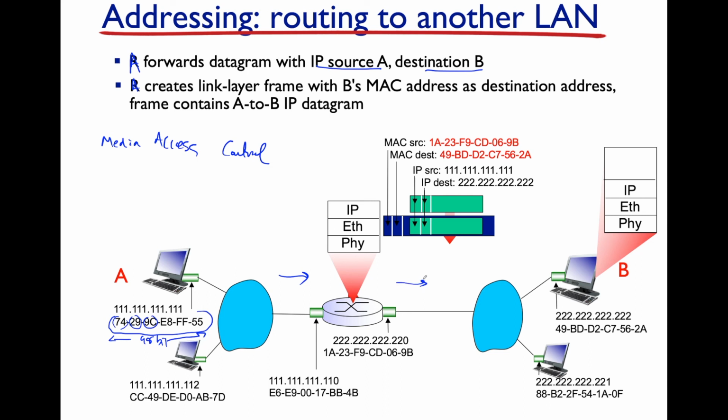when it forwards that datagram from the source network to the destination network. And so here, our router is going to create a link layer frame, and it's going to contain B's MAC address, which is going to be 49 BD D2 C7 56 2A, and that's going to be the destination MAC address. And the source MAC address is going to be changed from the source MAC address of host A to the source MAC address of that interface for that router that it shares with that network for the IP address for host B.